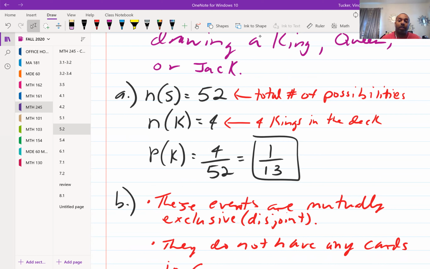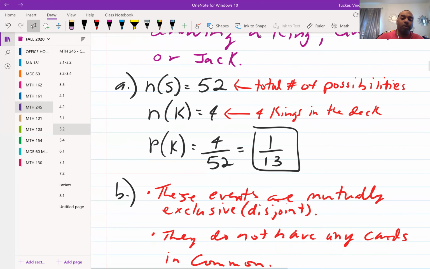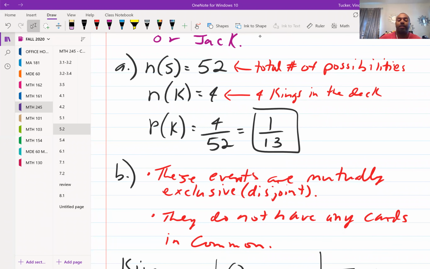So there are four kings, four queens, and four jacks. There is no such thing as a king and a queen, or a jack and a queen, or a jack and a king. So they are mutually exclusive. They have no cards in common. All right, so that's what I said in the red right here. These events are mutually exclusive, or in other words, disjoint, and they do not have any cards in common.